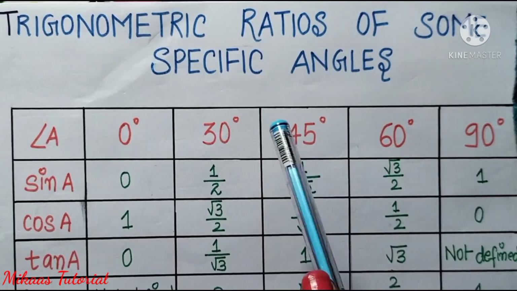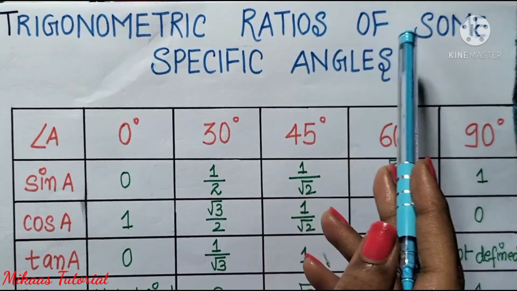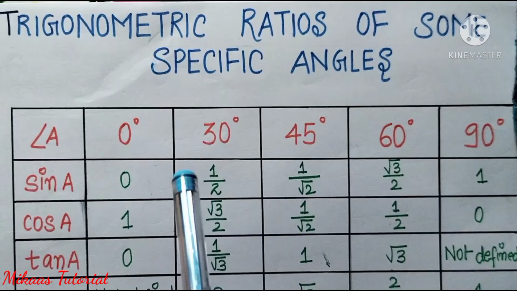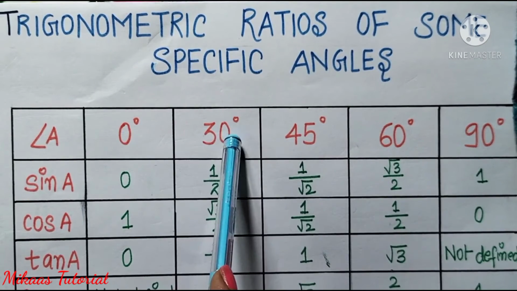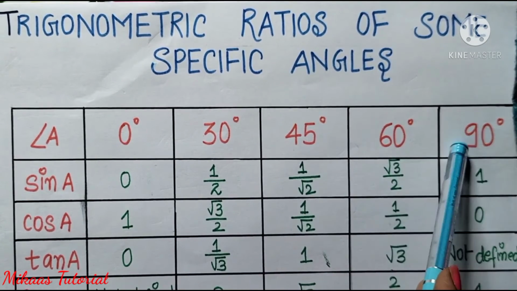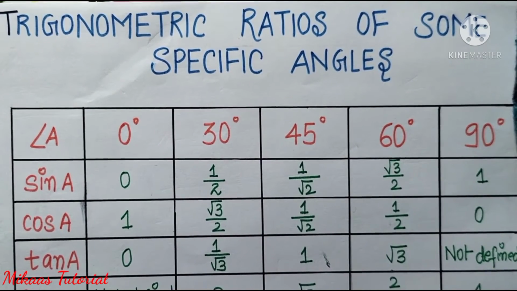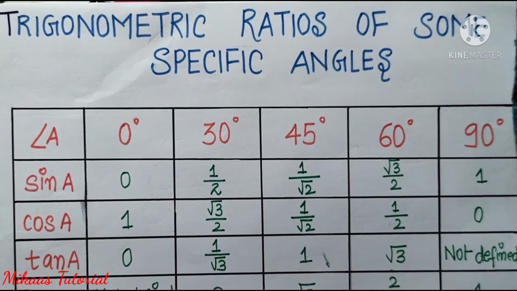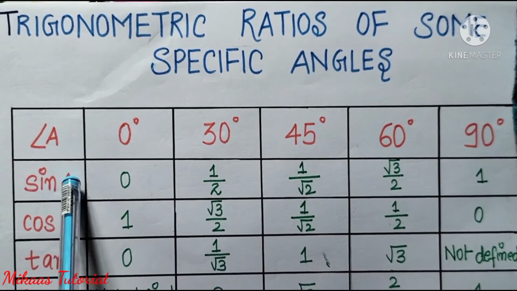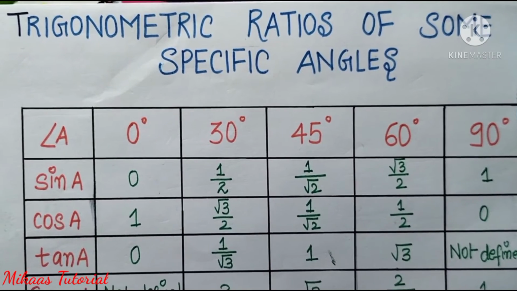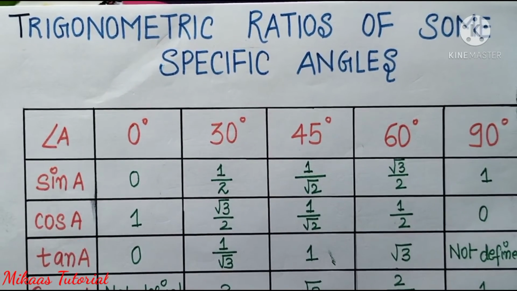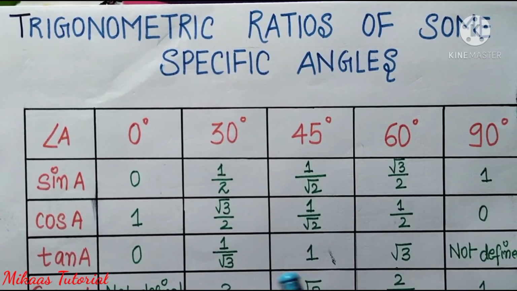Now we are going to see the topic, that is trigonometric ratios of some specific angles. We will only take 0 degree, 30 degree, 45 degree, 60 degree and 90 degree because these 5 angles are very frequent. All other angles are very rare. From the board point of view, they will ask these 5 angles compulsorily. We will take sine, cos, tan, cosec, sec, cot, all these 6 ratios with 0 degree, 30 degree, 45 degree, 60 degree and 90 degree.